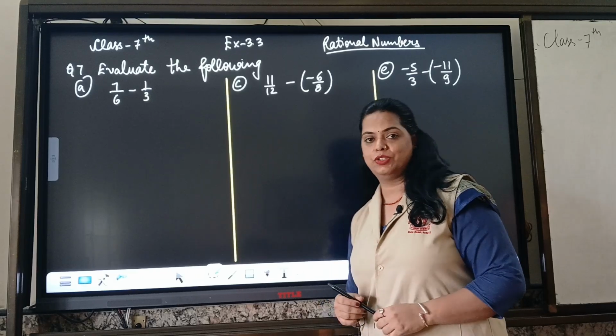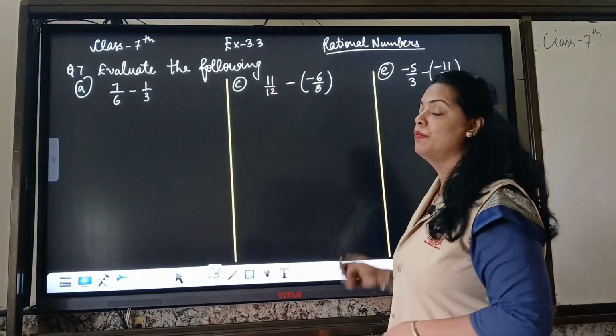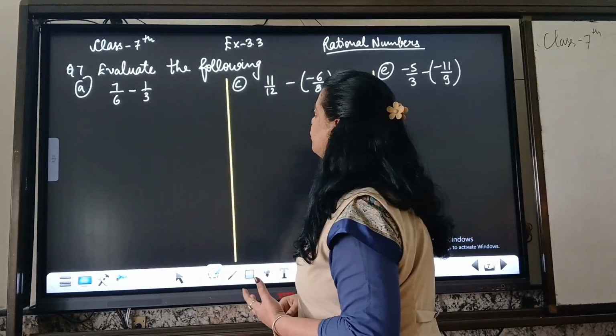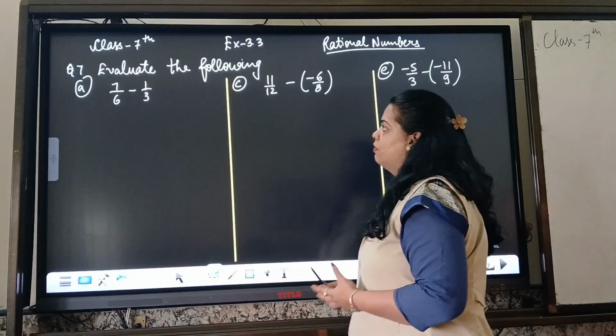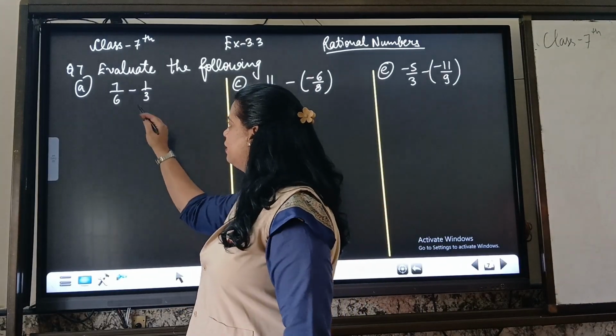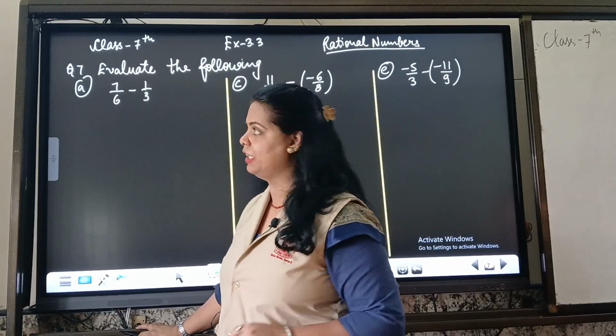Good morning class. Today we are going to start exercise 3.3 question number 7, which is from rational numbers. Here the question wants us to find the value of the following. Evaluate means find the value. Here you can notice we have different denominators. So we are required to find the LCM of these denominators.